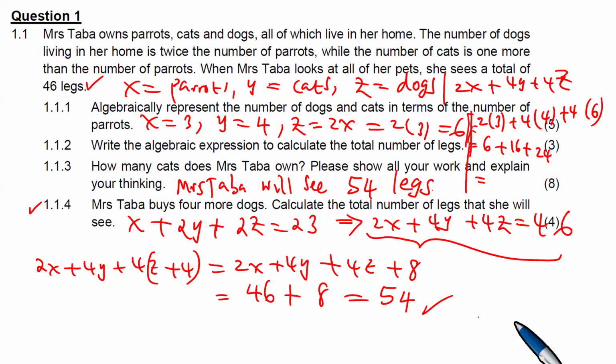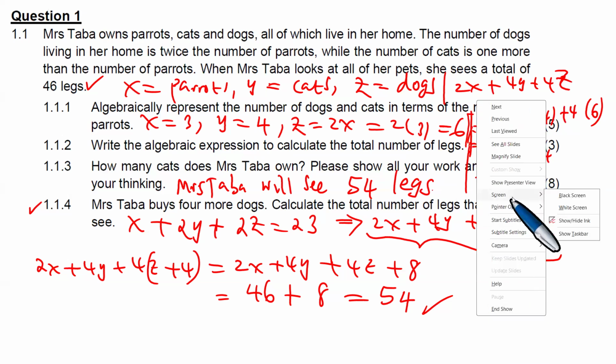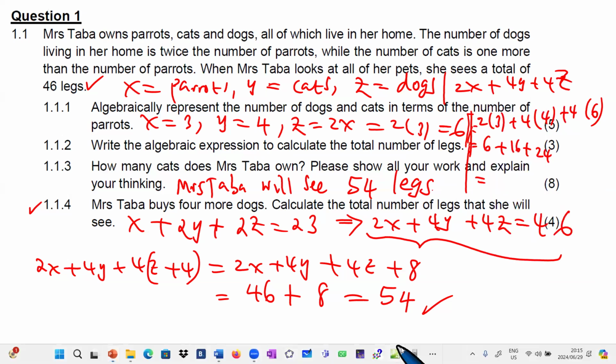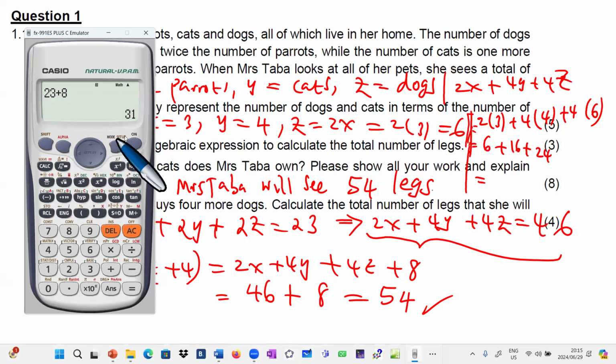Okay. And obviously maybe something is missing. We need to be 100%. No, nothing is missing. Okay. Because we are experimenting, let's just check. 6 plus 16 is 22 plus 24 is 46. Okay, we're getting a 46. It's fine. This is correct.